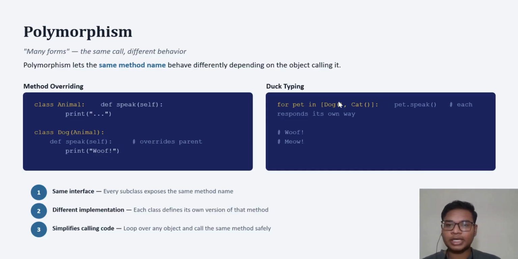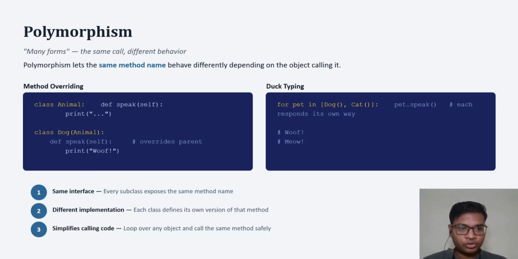And what do you mean by duck typing? See here, for pet in dog and cat, pet.speak(), so each responds in its own way, like woof, meow. These are examples of duck typing, and these are examples of method overriding, where the child overrides anything from the parent. Okay. So these are the differences.